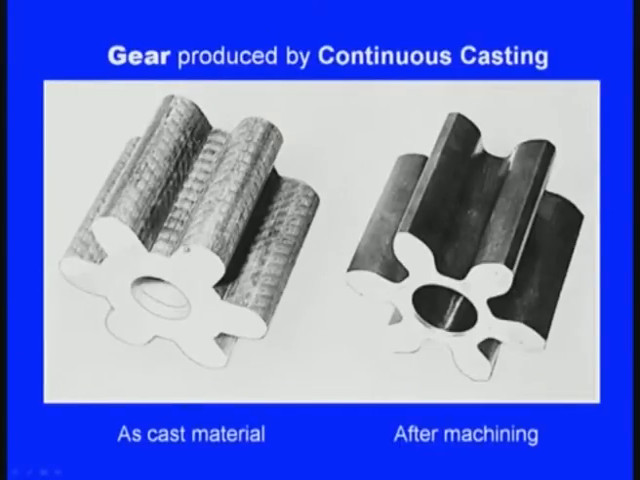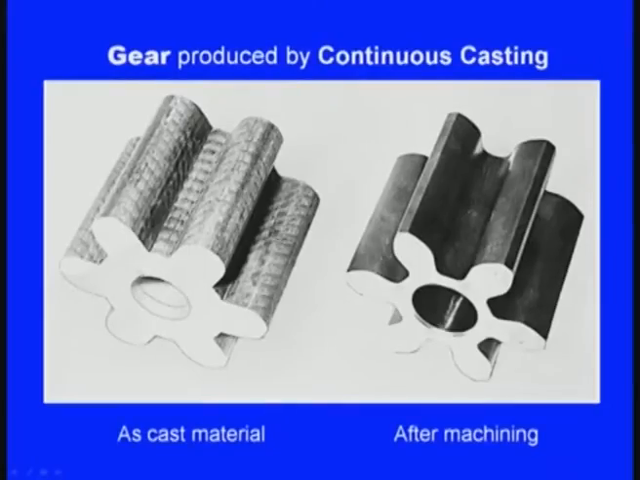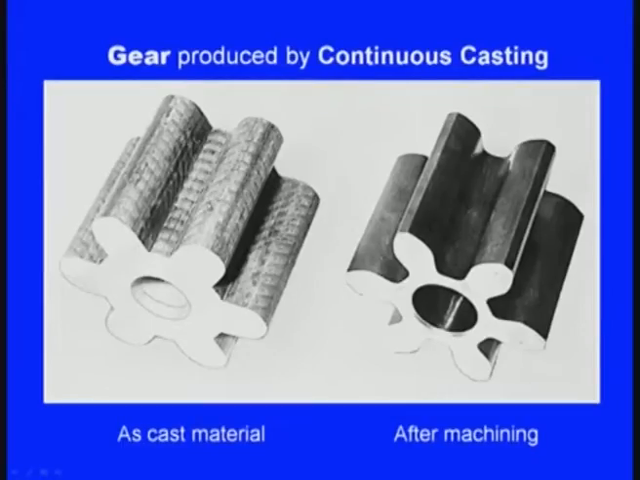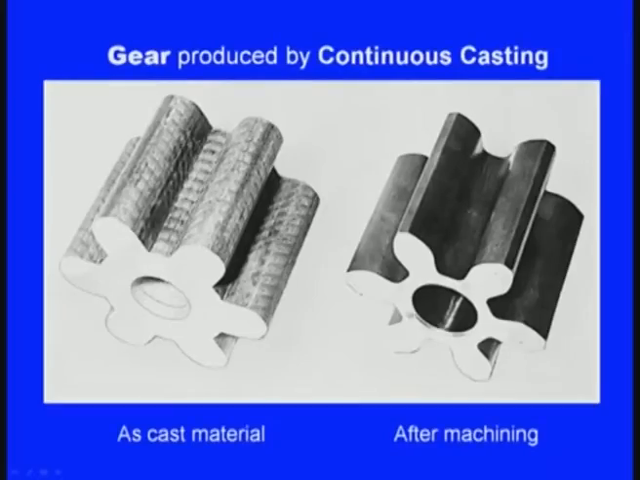So, this is the gear blank produced by continuous casting. This is as-cast material without any machining, the cast bar, and it looks like this. After machining, it looks like this. So, this is the gear blank. Of course, this can be cut into several slices depending upon the requirement.